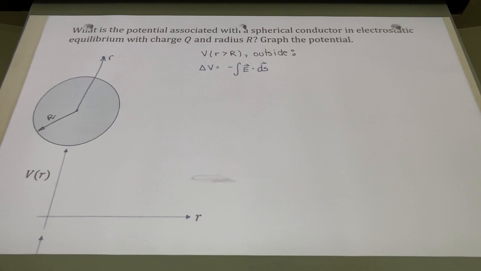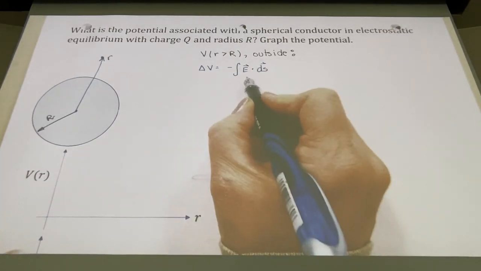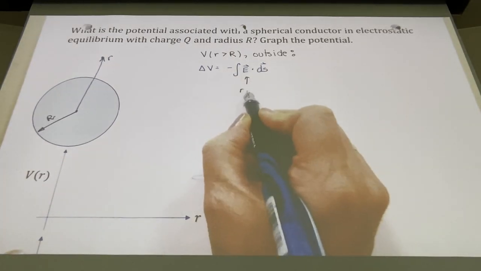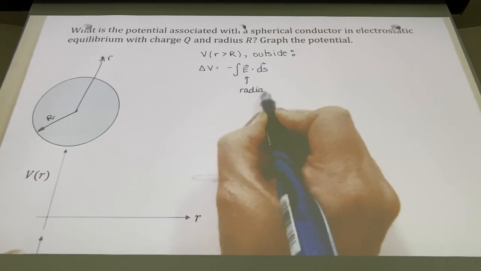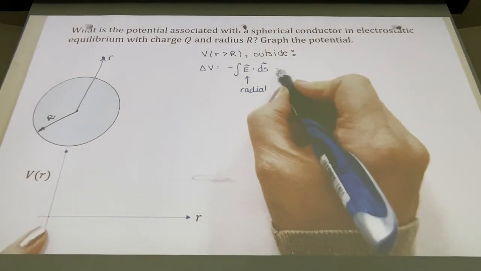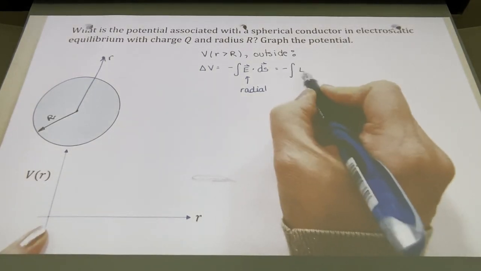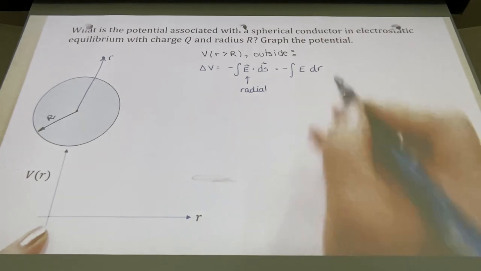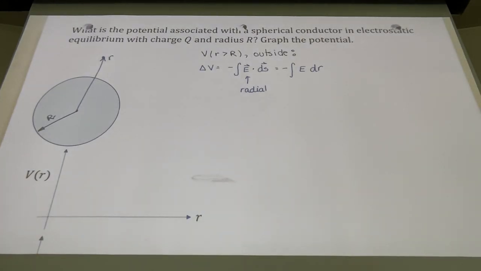So let's remember what we know here. Our electric field is radial. That is the only component of electric field we have. Electric field from a charged conductor points straight out everywhere. So it's only the radial component of the electric field that matters. So we could write this as E times dr. Okay, so it only depends on the distance from the center.